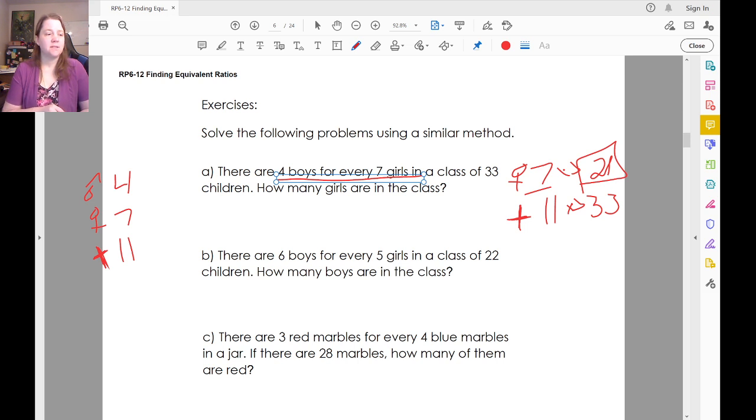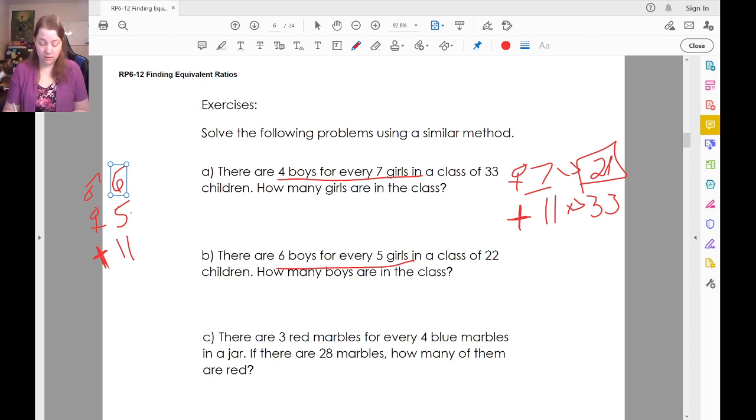If there are 6 boys for every 5 girls in a class of 22 children, how many boys are in the class? Go ahead and look through this problem, figure out how many people are there total in this original problem. We know that with a different ratio, now there was 6 boys for every 5 girls. 6 plus 5 is 11. So if there's a class of 22, what do I do with that?